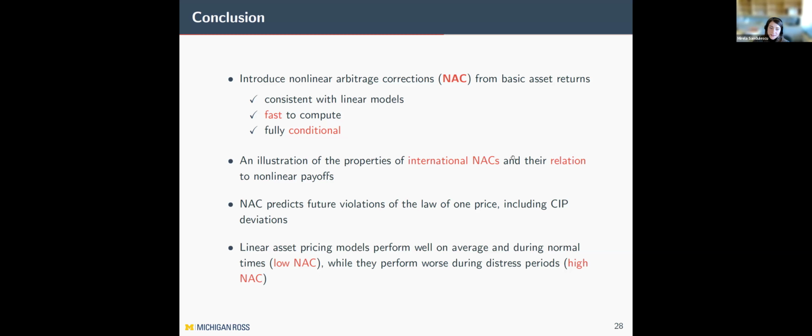Empirically, we also find that our nonlinear arbitrage corrections are able to predict future violations of the law of one price, including covered interest rate parity deviations. Overall, we show that linear asset pricing models perform well on average and during normal times, such that this nonlinear arbitrage correction is small, whereas during bad times we have higher nonlinear arbitrage corrections. So linear models perform worse during these distress periods.